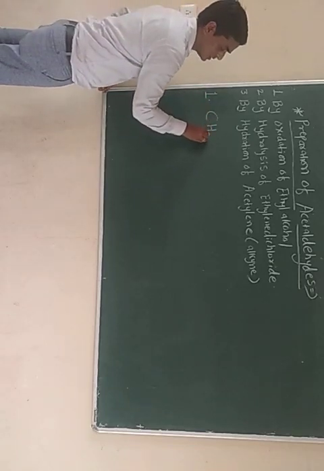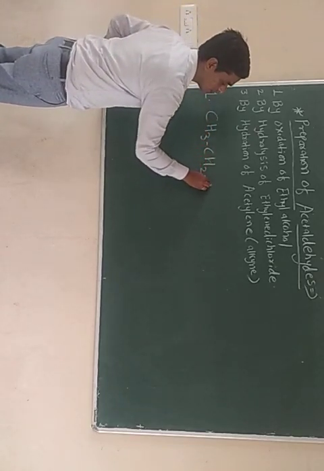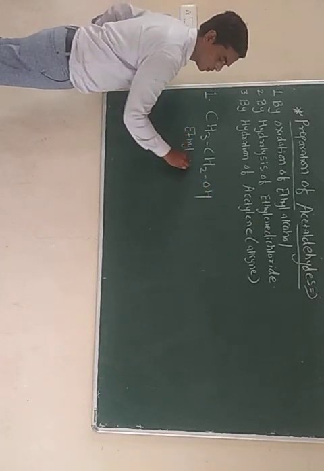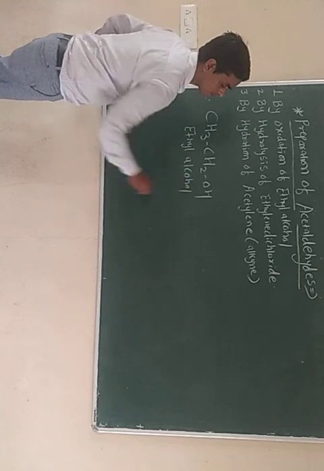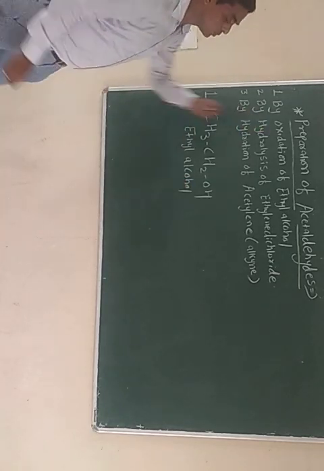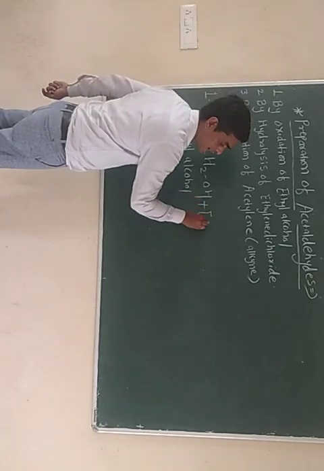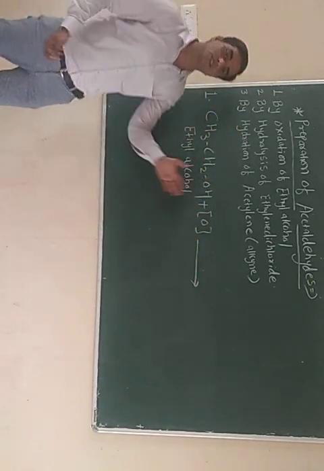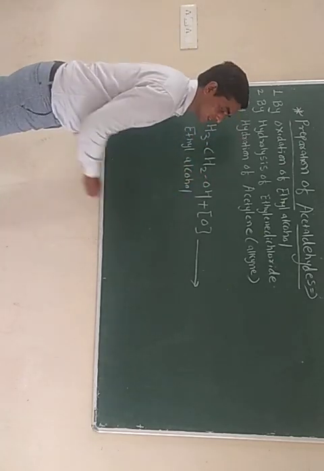Suppose we use this ethyl alcohol, CH3CH2OH. This is the structure of ethyl alcohol. When oxidation of ethyl alcohol is carried out, oxidation means addition of oxygen atom and removal of hydrogen. So this is the oxidation.